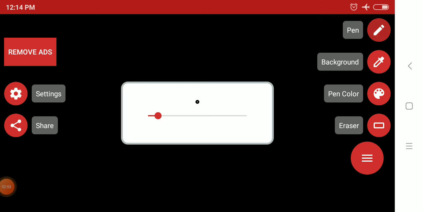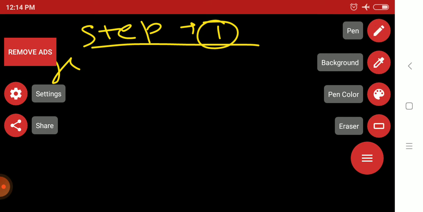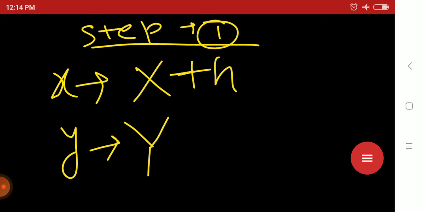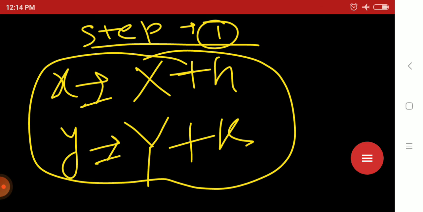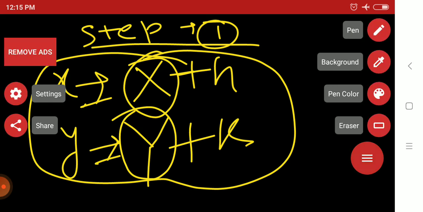So what are the steps to solve this type of equation? Step one is, first put small x equals capital X plus h, and small y equals capital Y plus k. So you are getting new variables. New variables are capital X and capital Y. So this is our first step.